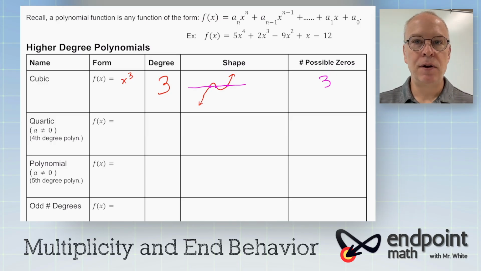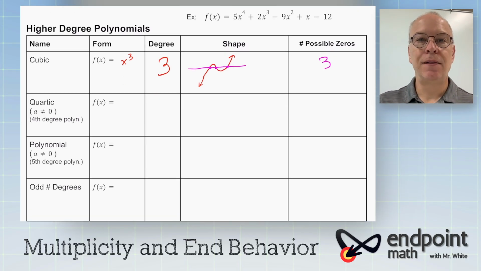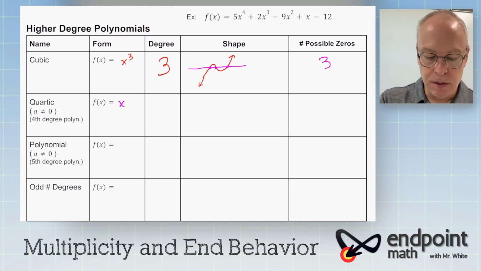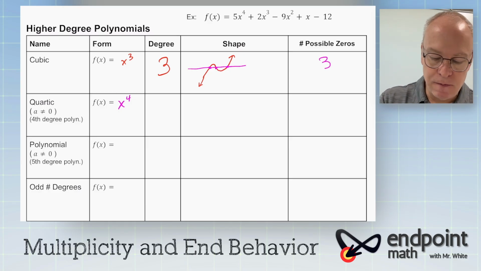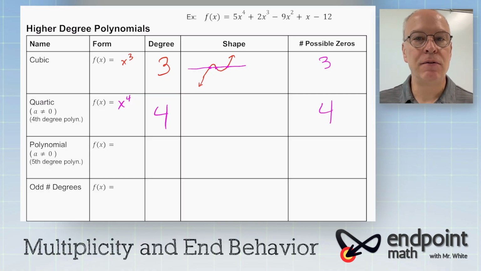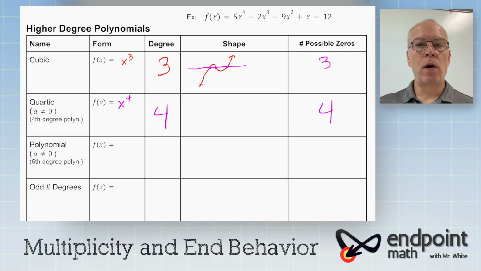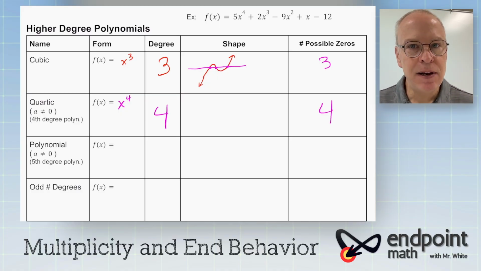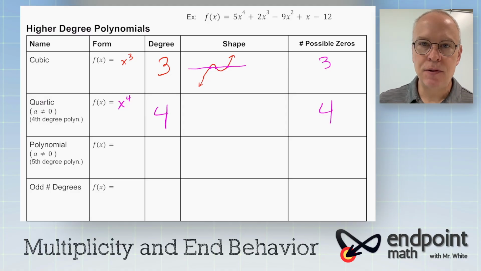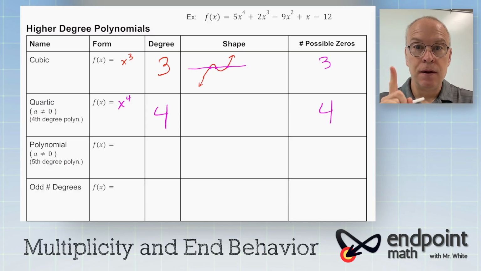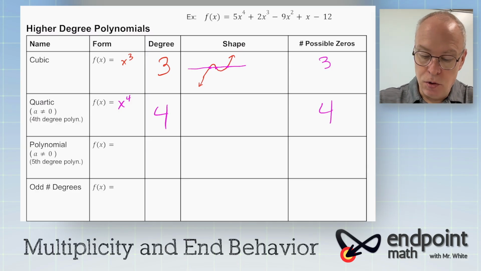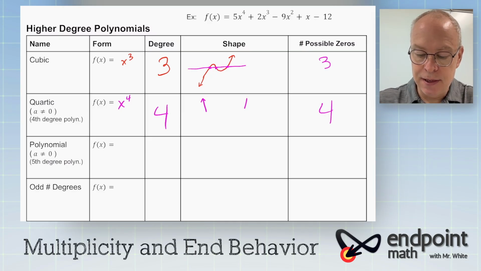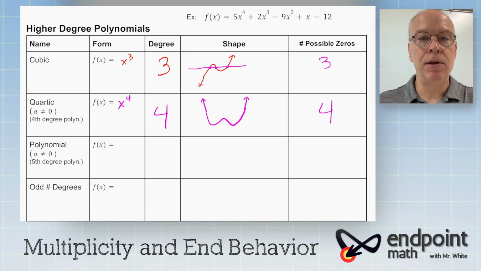All right, quartic. What a fun word, quartic. Quartic, like a quarter, implies the number 4, doesn't it? So a quartic is an x to the 4th, which is degree 4. It could possibly have 4 zeros. Now, that's an even exponent. Even exponents, like an x squared, do this on the ends. That's called end behavior, which we'll get to in a second. So these graphs look like this in the ends, and then they might have one little hill in the middle.